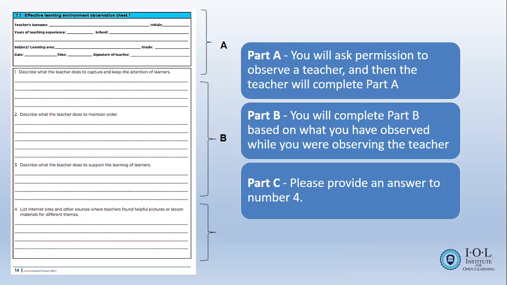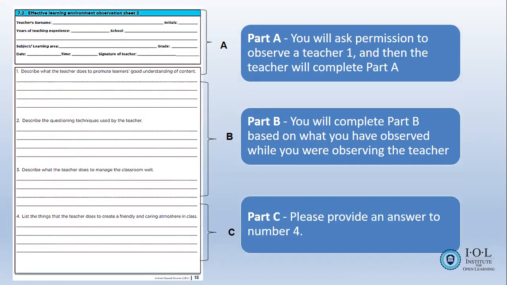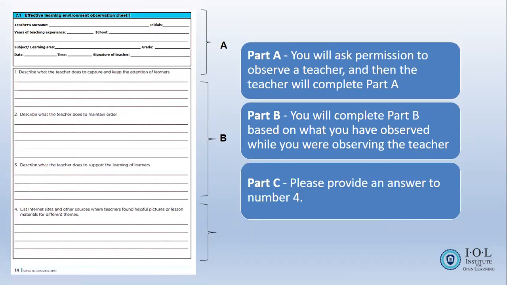So you will see there 7.1, part A, you will ask permission to observe the teacher, and then the teacher will complete the A part. Your responsibility is to attend to the B part, as well as the C part. The B part is based on the observations you made while listening to the lesson that the teacher is presenting. And then the C part is where you need to provide that.